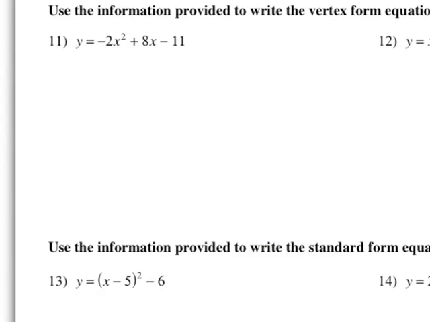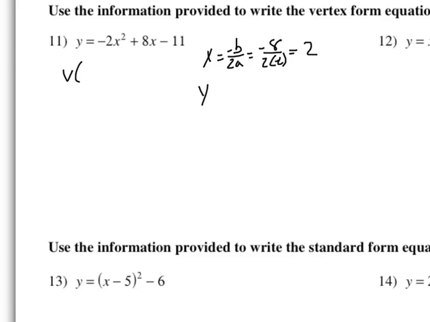Just like what we were doing, except without the graphing part. Well, yeah, for number 11, basically, exactly. You need to find your vertex first. So find your vertex by taking x equals negative b over 2a, which is negative 8 over 2 times negative 2, which is negative 8 over negative 4, or 2.